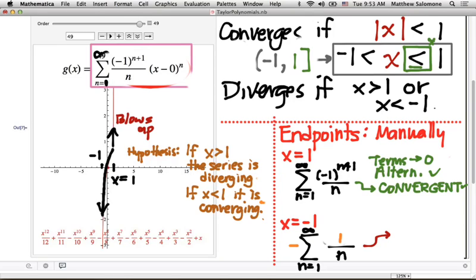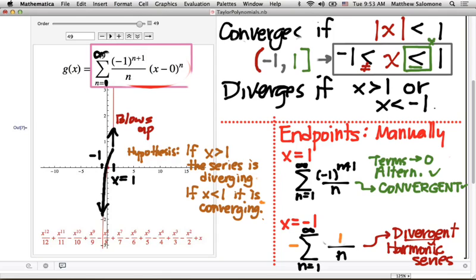The terms go to 0, but it's not an alternating series. What is the summation of 1 over n? Divergent, because it's a harmonic series. It's the p-series with p equals 1, which we showed by the integral test was divergent. So in other words, because of that result, we cannot include x equals negative 1 in our interval of convergence.